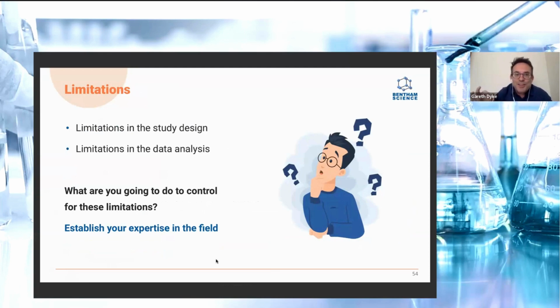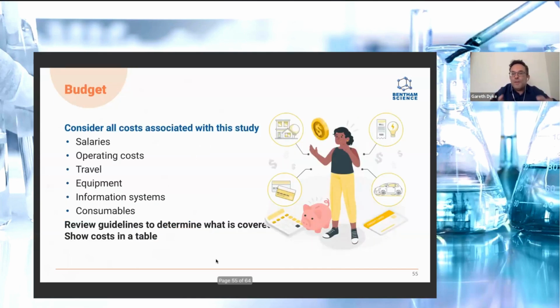Any limitations in the study design, any limitations in the data analysis, and what you're going to do to control for these limitations. You establish your expertise in the field, but you also are clear to the grant reviewers that you aren't able to do everything. Because, of course, if you don't establish this yourself, then somebody reviewing the proposal will definitely do that in their review. And we've already talked about the budget.